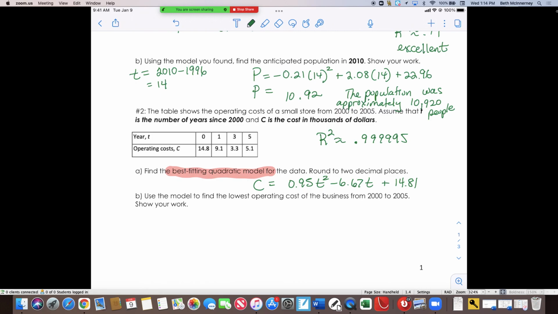Then it says, use the model to find the lowest operating cost. Do you understand that this was a parabola that opens up? Where are you going to find the lowest operating cost? Where is it located? At the vertex, right? So let me show you on your graphing calculators how to find the vertex from the graph. Or you could do it x equals negative b over 2a, right? But I would like to show you how we can use the graphing calculators now to do this.